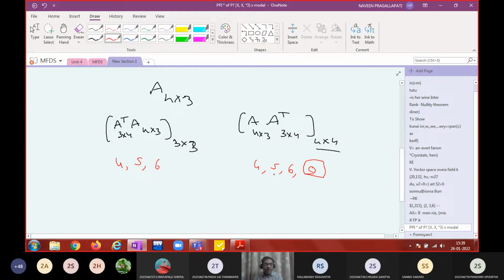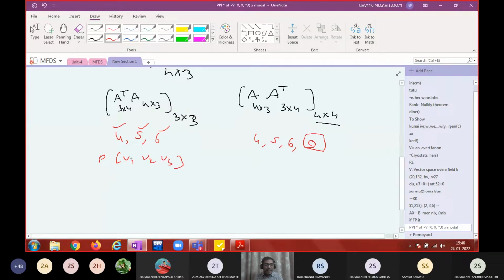Okay, corresponding to these eigenvalues, you computed the normalized modal matrix. What is it? V1, V2, V3 we computed. Corresponding to these eigenvectors, we computed U1, U2, U3. What are those? 1 by sigma 1 into U1, where sigma 1 is the root of lambda 1. That means root of 4 is sigma 1, root of 5 is sigma 2, root of 6 is sigma 3. So 1 by sigma 1 into U1, 1 by sigma 2 into U2, 1 by sigma 3 into U3.